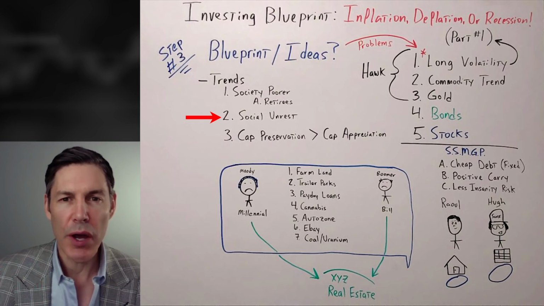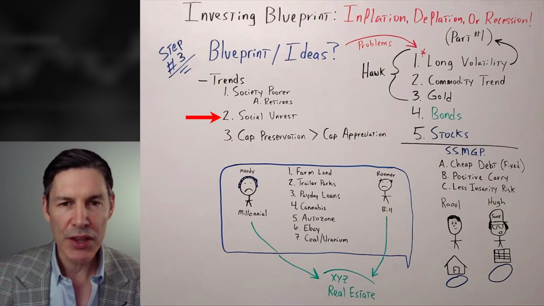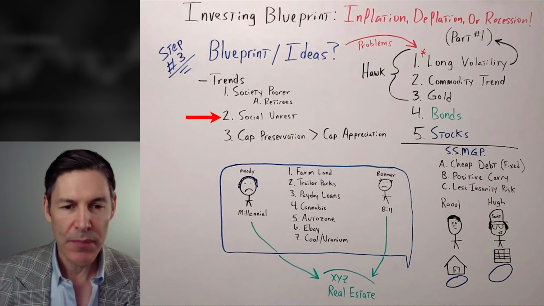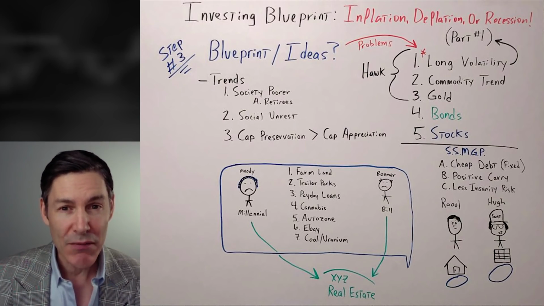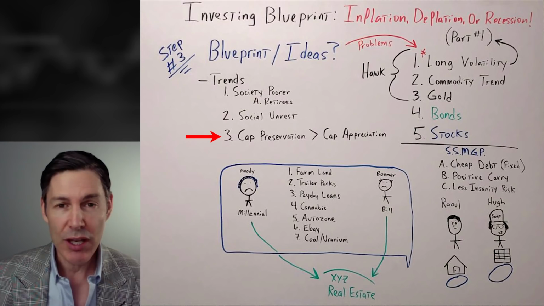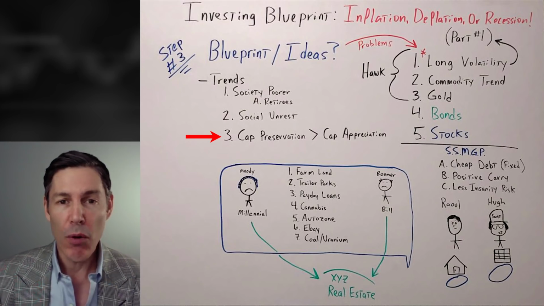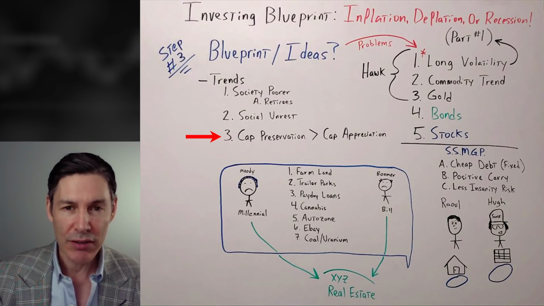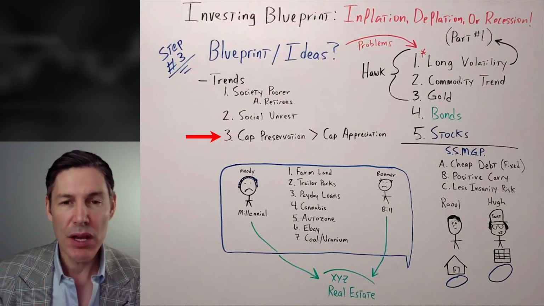Social unrest will be another trend. We've seen this growing all over the world, and I think it's only going to get worse in a deleveraging cycle. We also want to focus as investors on capital preservation more so than capital appreciation. If you can get the appreciation, fantastic, but when you go into a cycle like this, your focus should be on maintaining your purchasing power.